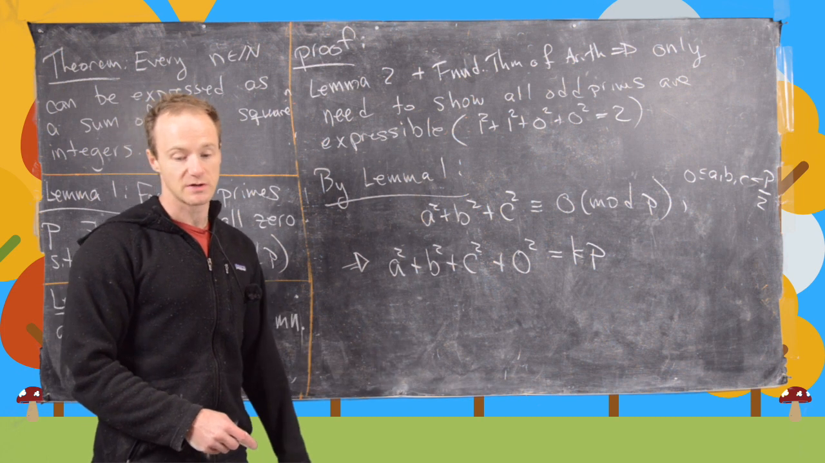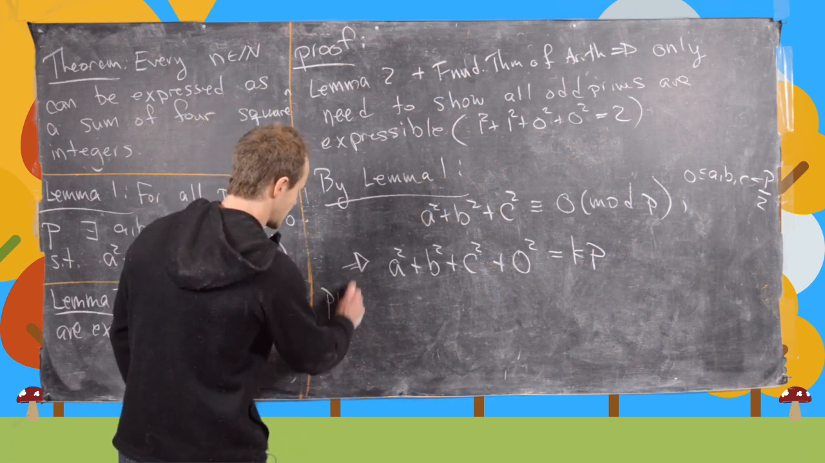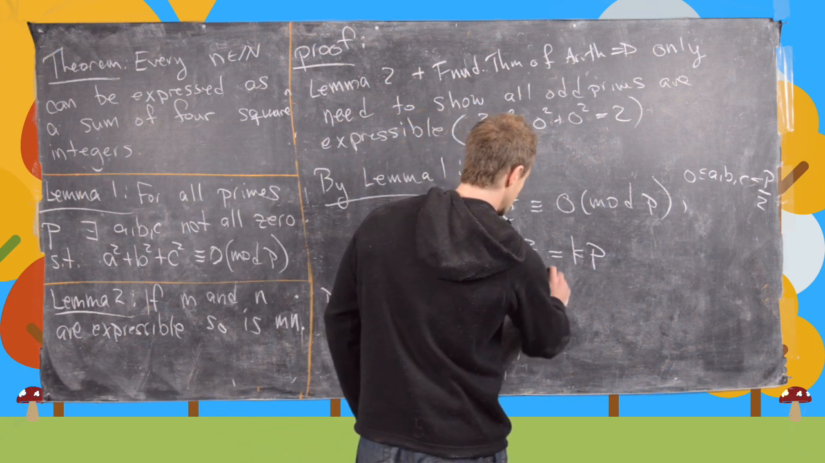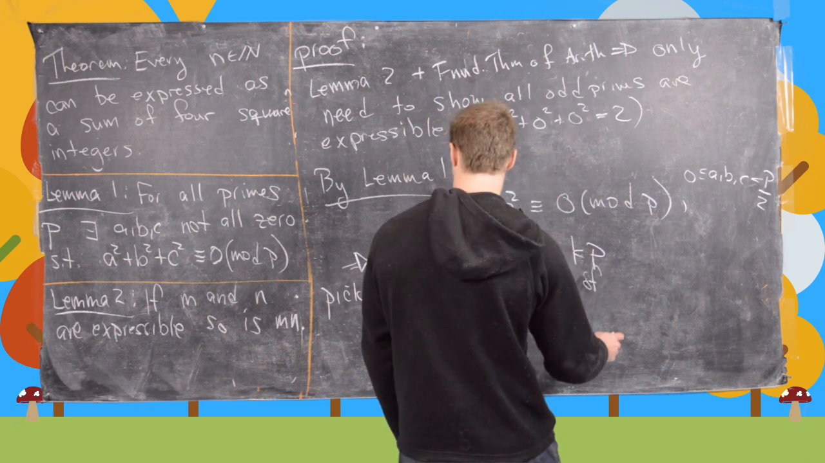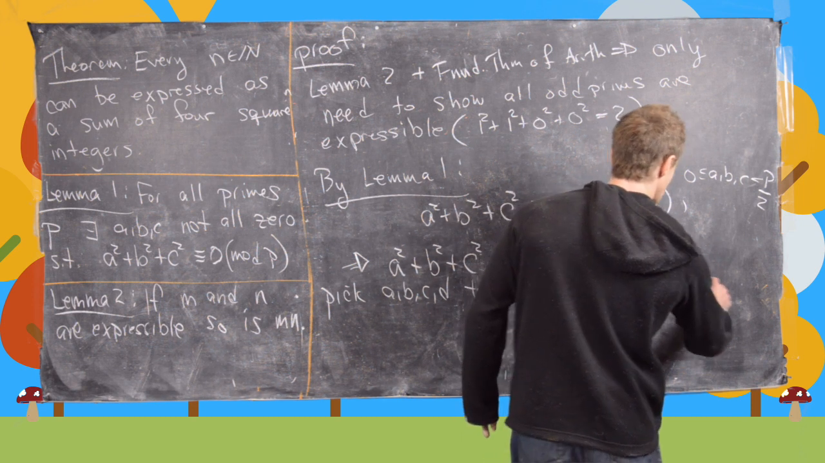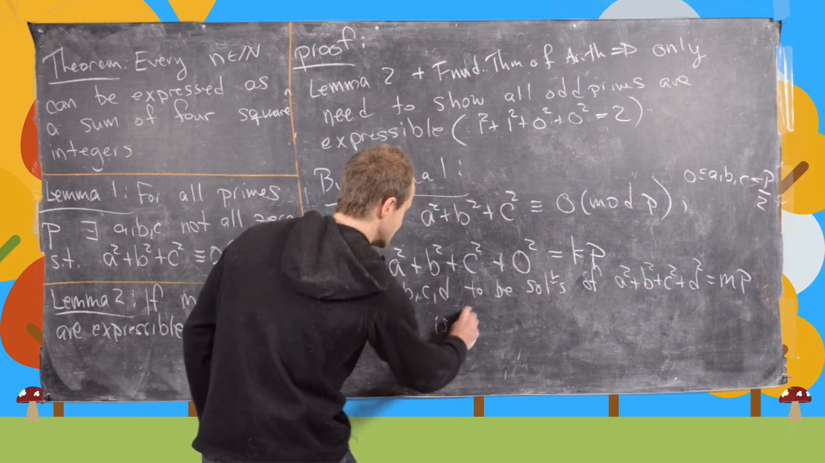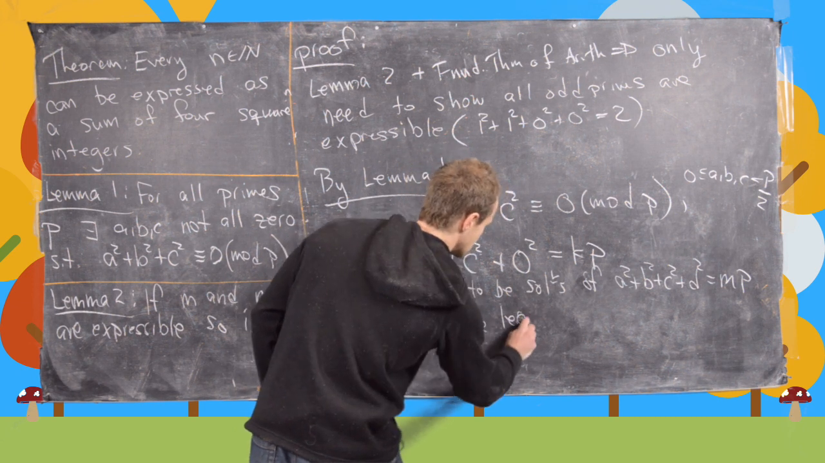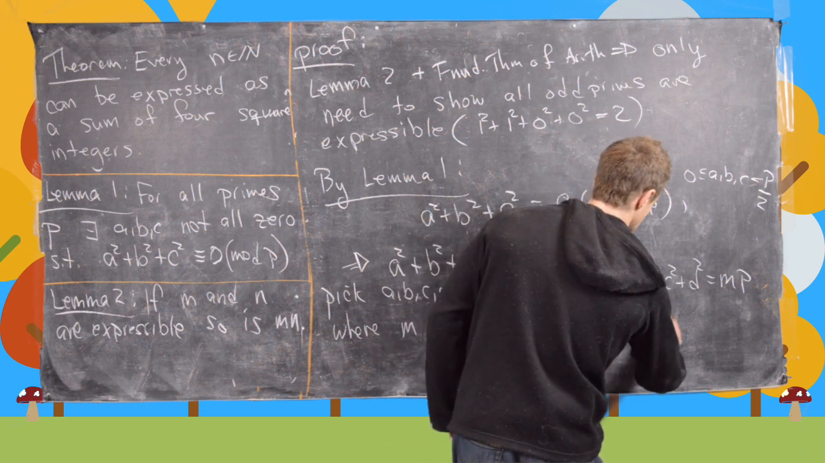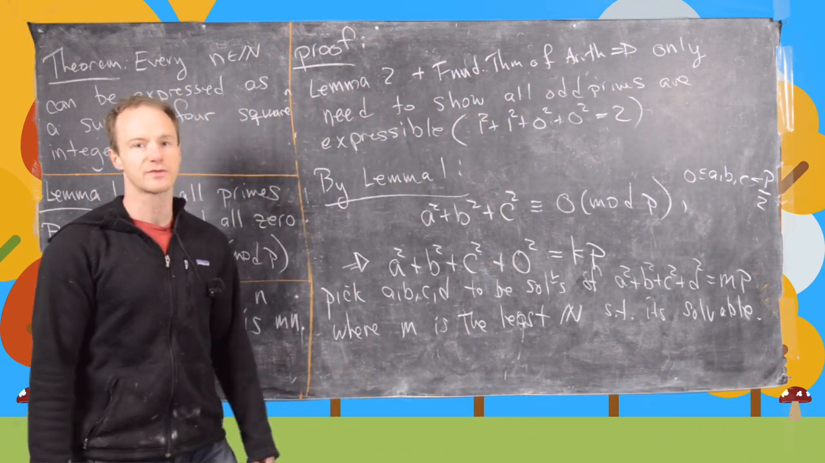And so now the next thing that we'll do is, let's say we're going to pick A, B, C, D to be solutions of a squared plus b squared plus c squared plus d squared equals mp, where m is the least natural number such that it's solvable. Okay, great. So let's reiterate what just happened.